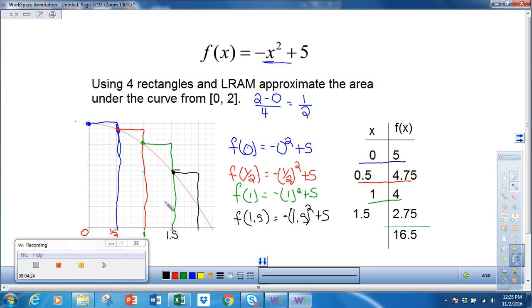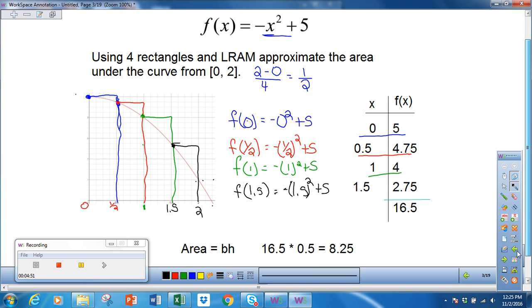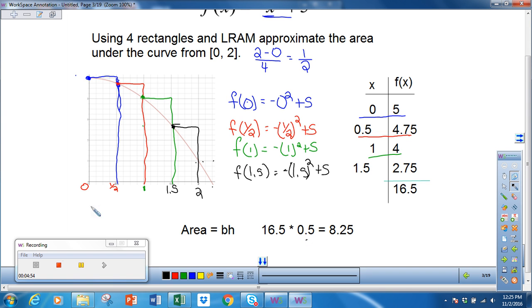Notice, because I'm doing the left endpoints and I'm going from 0 to 2, I'm done. If I were to take another rectangle, that's outside of my area because I can only go from 0 to 2 according to the estimate that I'm doing. So that's my left Riemann sum. I add up all of my heights, and then I multiply by a half, because each width of this rectangle was 0.5. That's why I'm multiplying it by a half, and the answer is 8.25. I don't worry about units unless they give me units. There were no units given, so I don't worry about it.